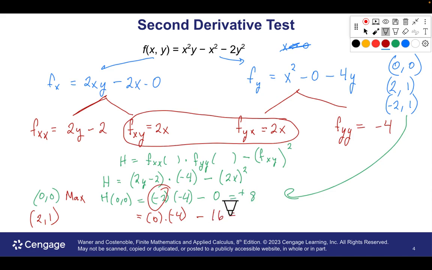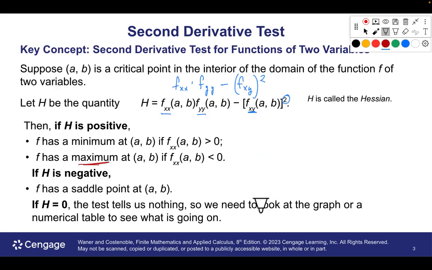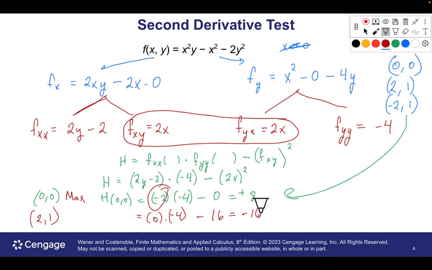That's right so far, isn't it? Yeah, 2 times 2 is 4. 4 squared is 16. We get a negative 16, so the Hessian is negative. What does that tell us? A negative Hessian tells us we have a saddle point. And I believe that's what we had. We had one like this, and then we had 2 saddle points. I think we're going to get 2 saddle points out of this.